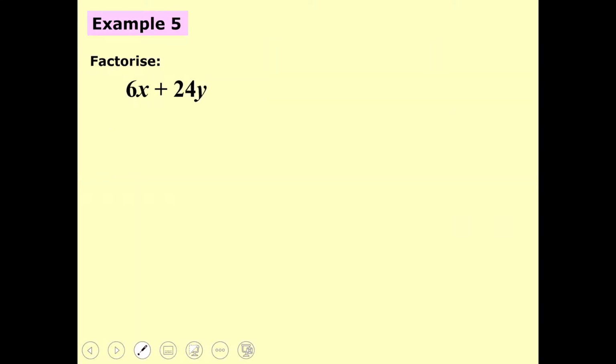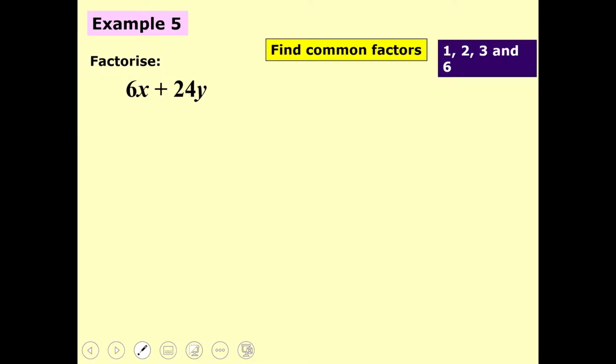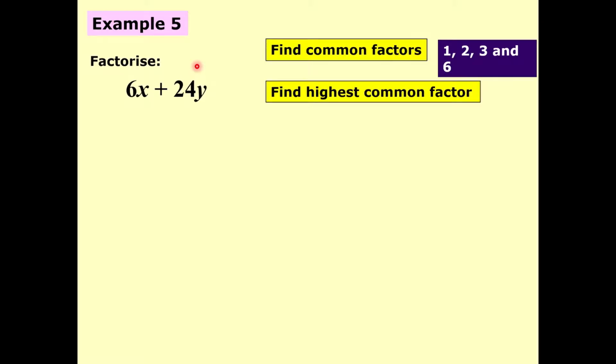Okay, let's look at this example. So we're being asked to factorise 6x plus 24y. And you'll see in this example, we have 2 letter terms. Okay, so let's see what happens here. So firstly, find our common factors. We've got 1, 2, 3 and 6 because we're looking at what can we divide 6x by and 24y by, and what are the common factors here. So we've got 1, 2, 3 and 6. The highest one is 6, so that is what we're going to use.